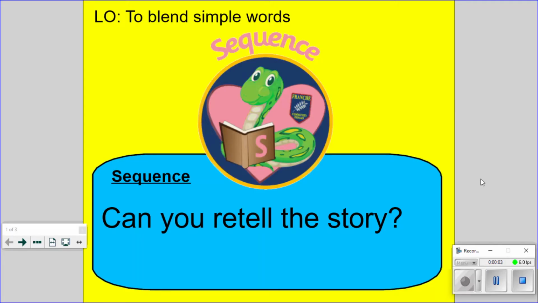Now we've reread the story together. It's time for some sequence questions. This means, can you put parts of the story in the correct order? Tell me what came first and what came next, or after that and finally. Here's your question. Can you pause the video and can you retell the story to your grown-up or to a teddy bear?